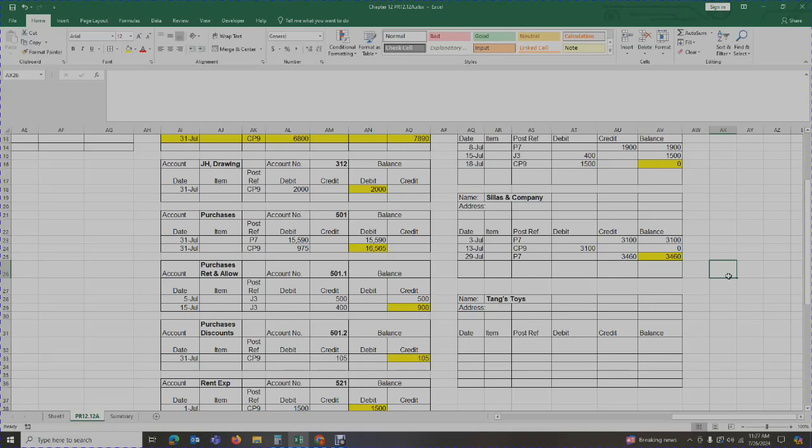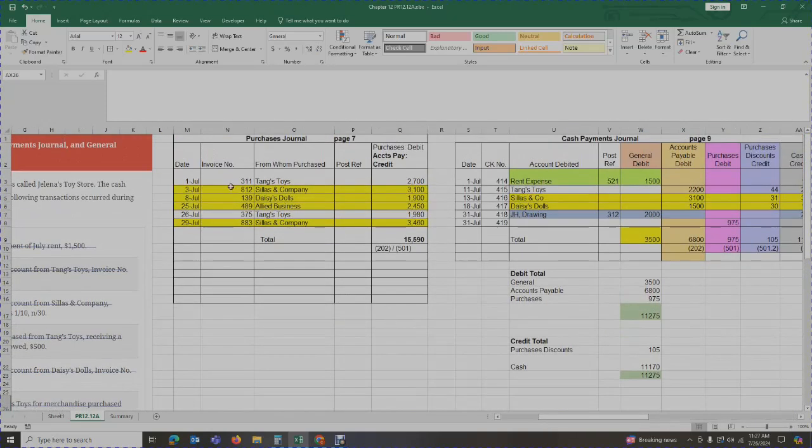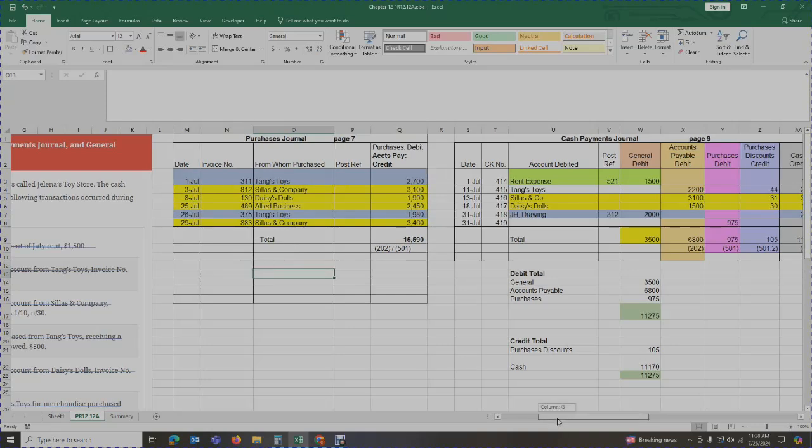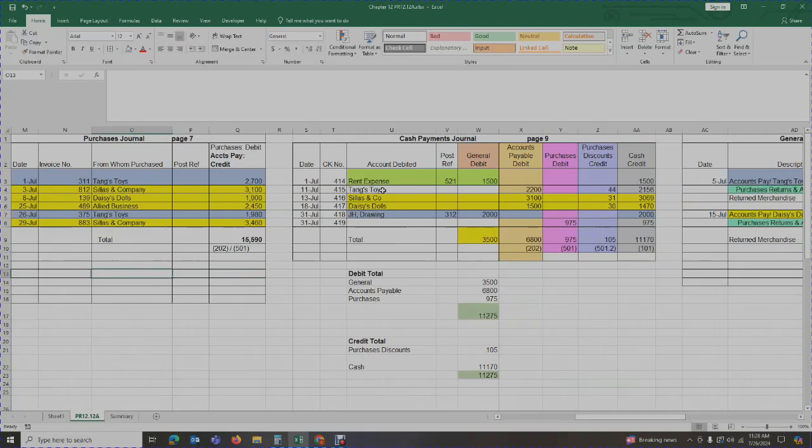Now last but not least, we've got Tanks. For Tanks, we have one entry on July the 1st, and we have another entry on July the 26th. But we also have to remember that we have to put them in order. So we have July the 1st, July 26th. Do we have anything for Tanks? Yes, we do right here. We have an entry for Tanks for $2,200 debit to accounts payable.